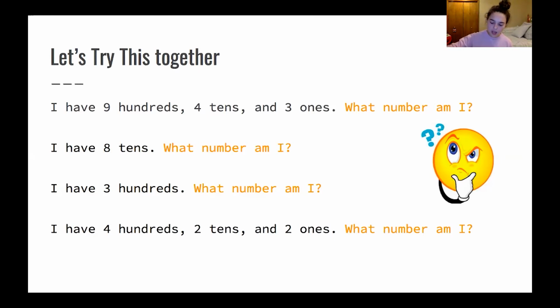We have one last one we are going to do together. And that is, I have 4 hundreds, 2 tens, and 2 ones. So tell me guys, how many hundreds do we have? Awesome, 4 hundreds. How many tens do we have? 2 tens. And how many ones do we have? 2 ones. Awesome. So this number is 422. We have 4 hundreds, 2 tens, and 2 ones.